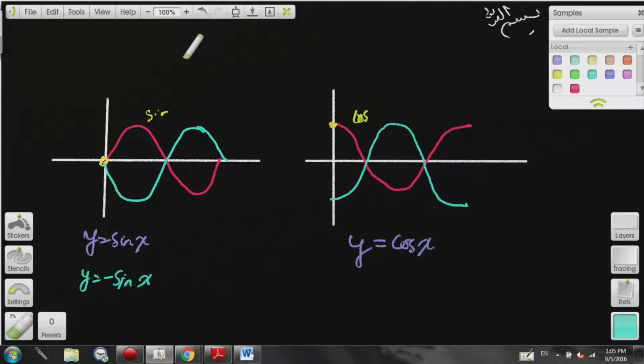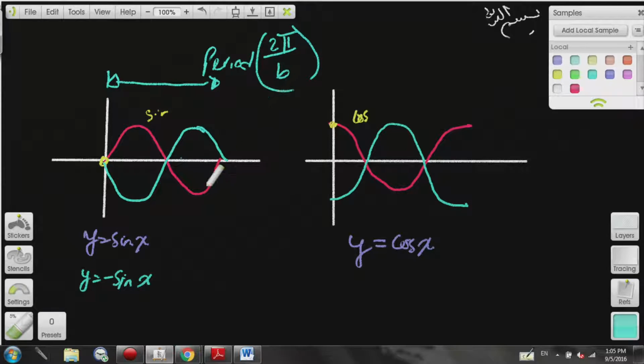The period, if you're just curious, that's the period of the graph over here. And for these curves, it's 2 pi divided by b in that case. Okay, 2 pi divided by b.